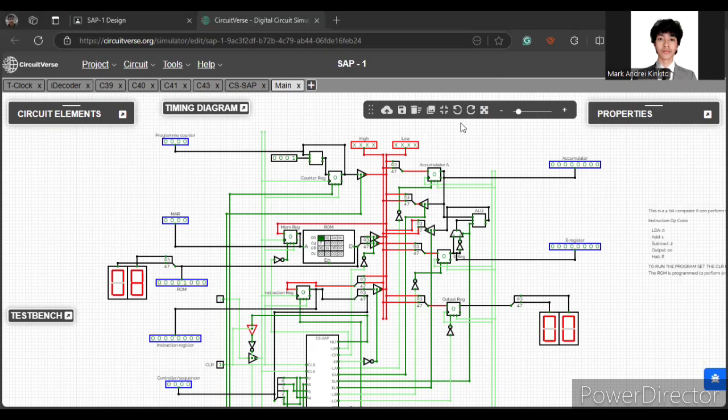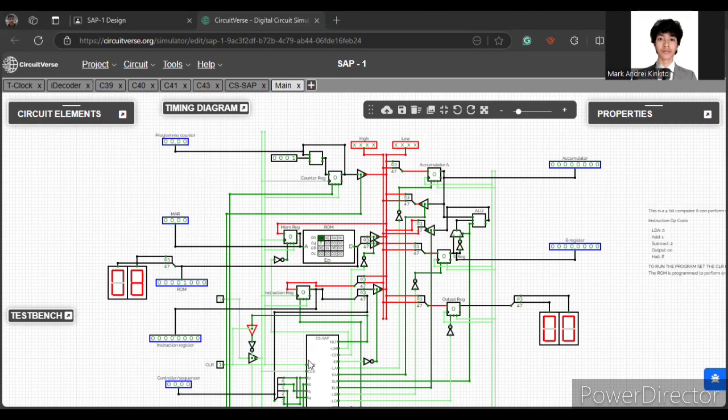So next is the MAR, or the memory address register. It's here. It temporarily stores the address provided by the program counter. It serves as a bridge between the program counter and the ROM, where the program instructions are stored. By isolating the address from the program counter, the MAR ensures a smooth fetching of instructions.